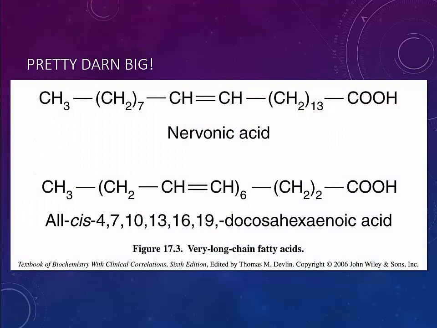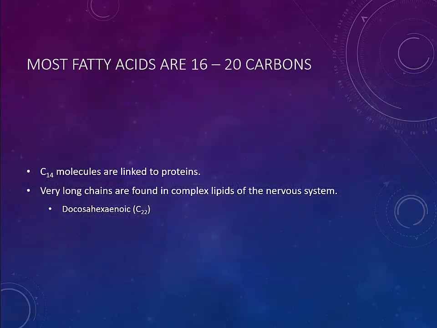Well, they can be pretty darn big. Palmitate is 16 carbons long and forms the foundation of fatty acids for others. Here are two examples showing how long these molecules can get. Nervonic acid is 24 carbons long, and all cis 4, 7, 10, 13, 16, 19 docosahexaenoic acid is 22 carbons long. So you can see, big. Most fatty acids are about 16 to 20 carbons. Frequently, you'll see 14 carbon long chains linked to proteins, especially lipid-anchored proteins, whereas the really long ones are found in complex lipids in the nervous system, such as the docosahexaenoic acid we saw previously.